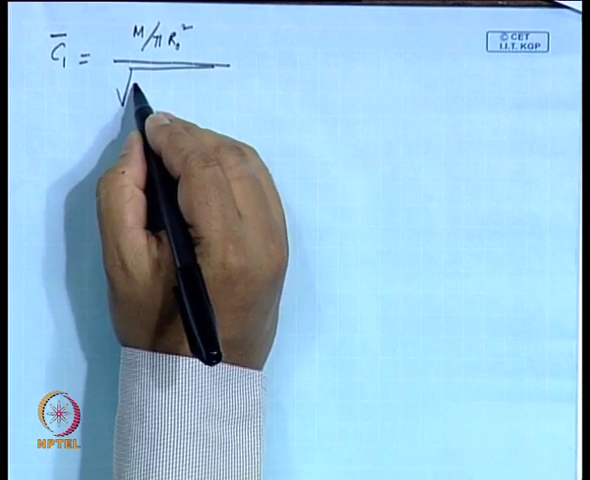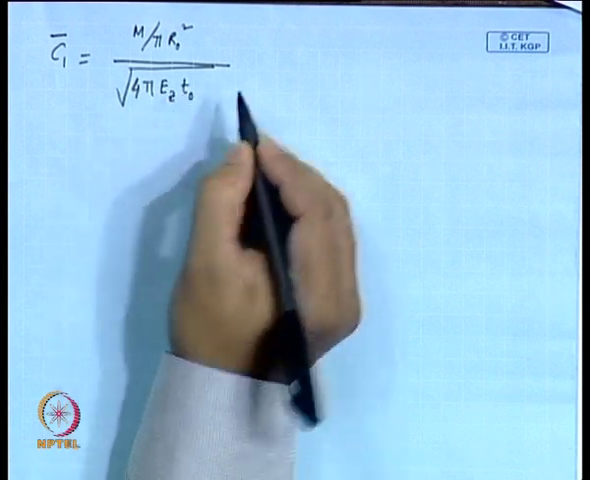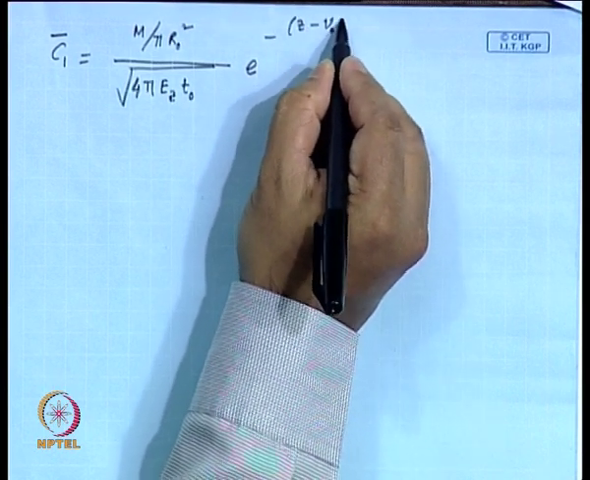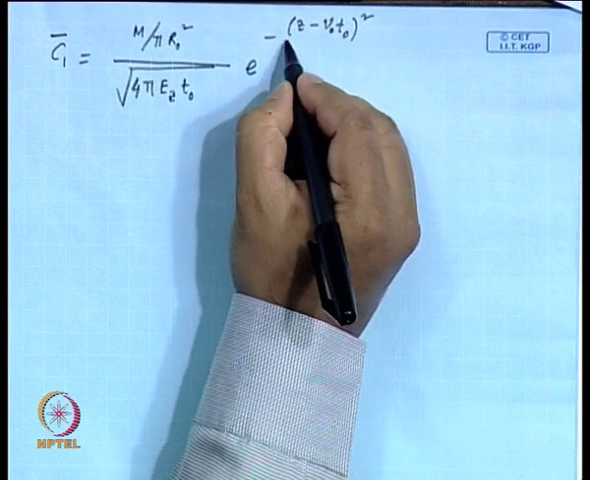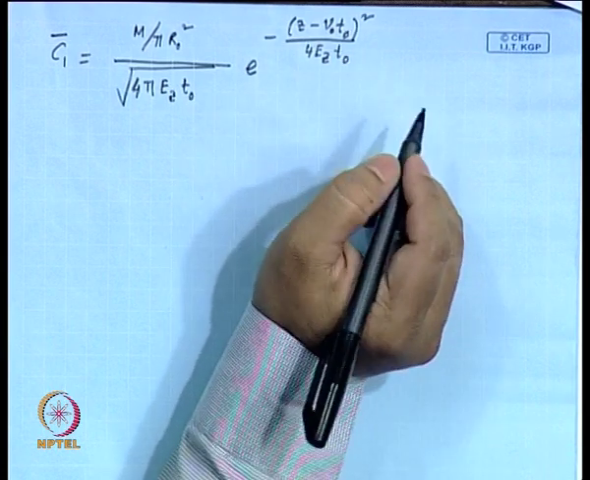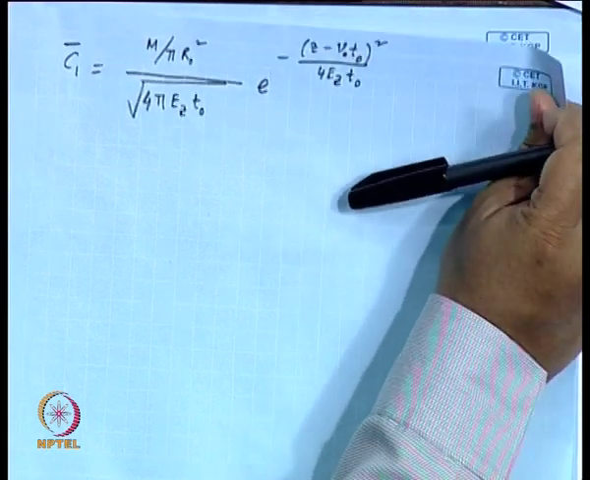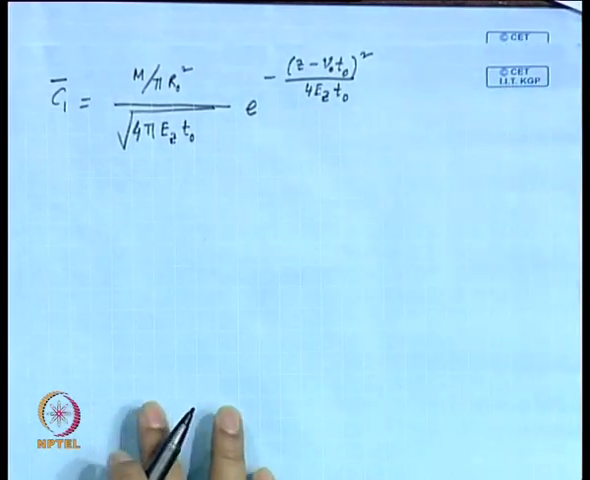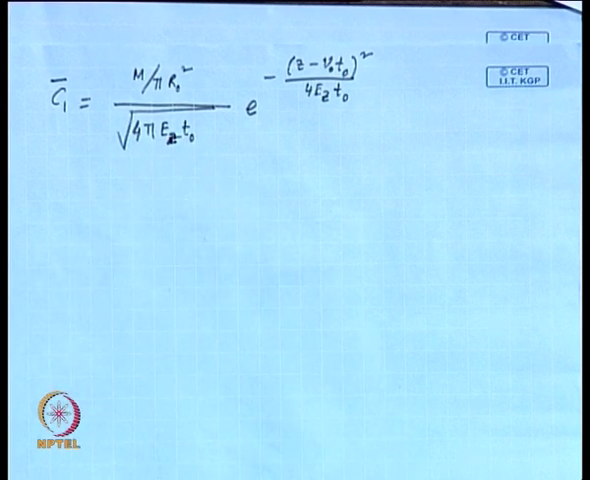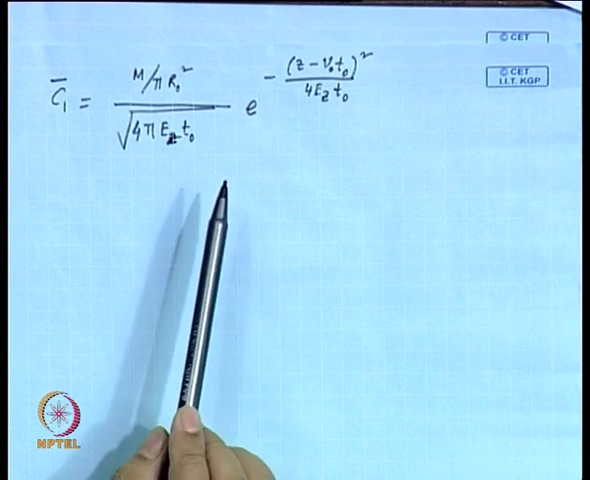By rote you can just write this. So, this is the equation we had earlier. This is the same equation that we had earlier for Taylor dispersion.